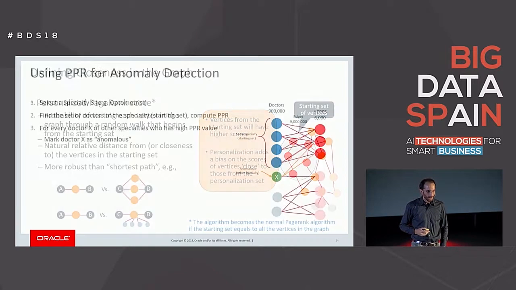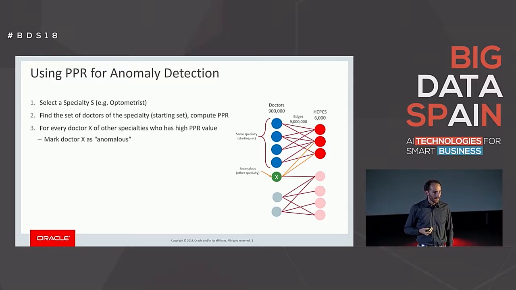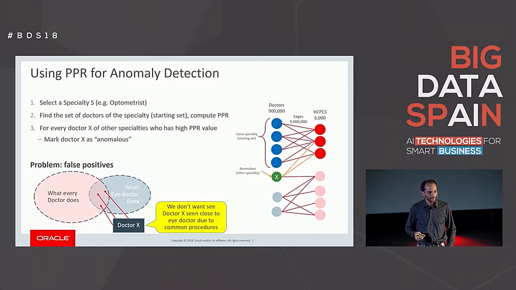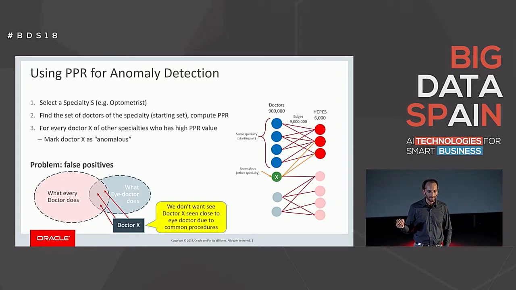Now, the idea then is to use the PPR score to say which are the anomalies in the data set. So we select a specialty, for example, optometrist, and then we find a set of other doctors that have a high PPR score starting from the optometrist, and those are anomalous. The issue with this approach is that it has quite a lot of false positives. Why? Because if you think about it, some procedures are just common. And all the doctors are going to do some of the procedures. So basically everybody goes through those. So if you just look at the PPR score, you're going to get many false positives. So we need a way to filter those out and really only get the actual anomalies in the data set.